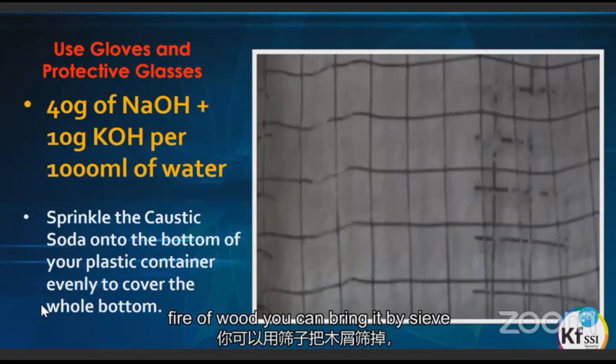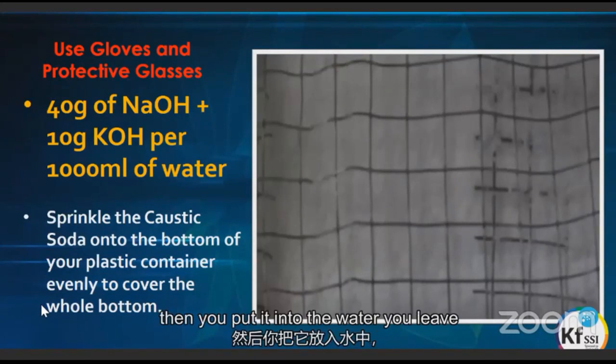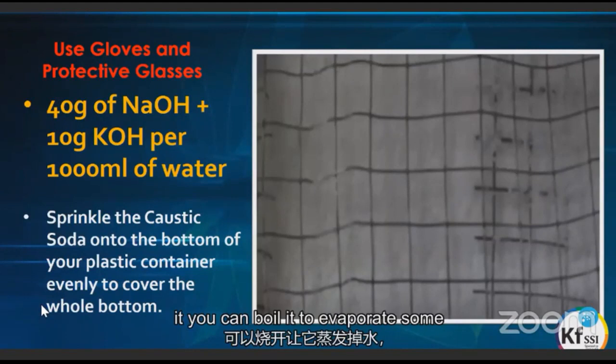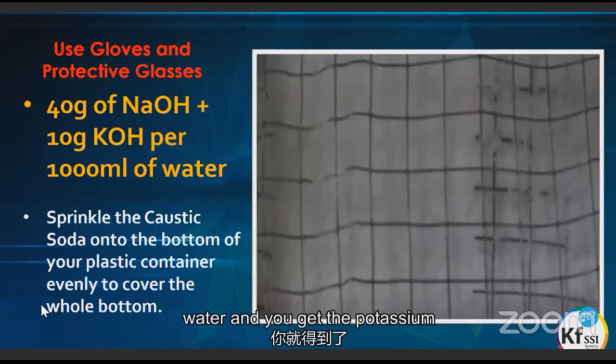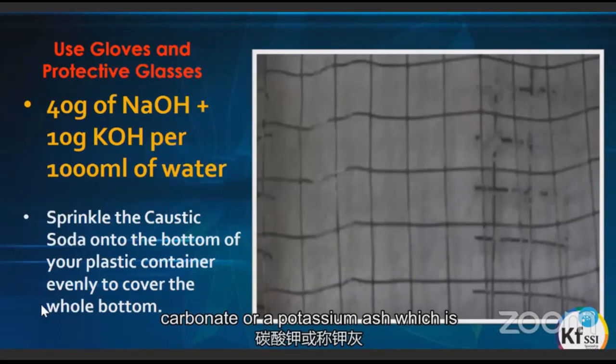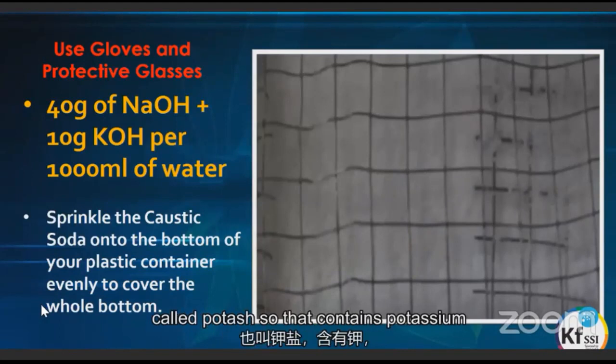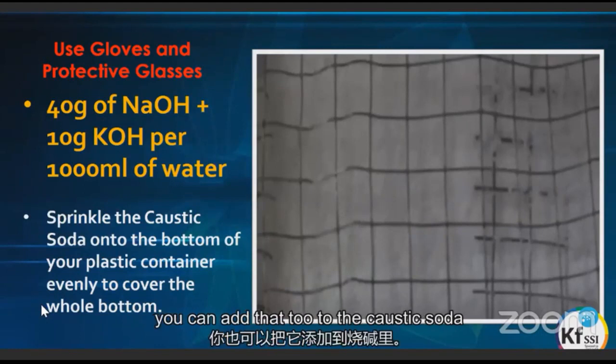You can screen it by sieve. Then you put it into the water, you leave it for a couple of days, then you filter it, you can boil it to evaporate some water, and you get potassium carbonate or a potassium ash, which is called potash. So that contains potassium. You can add that too to the caustic soda.